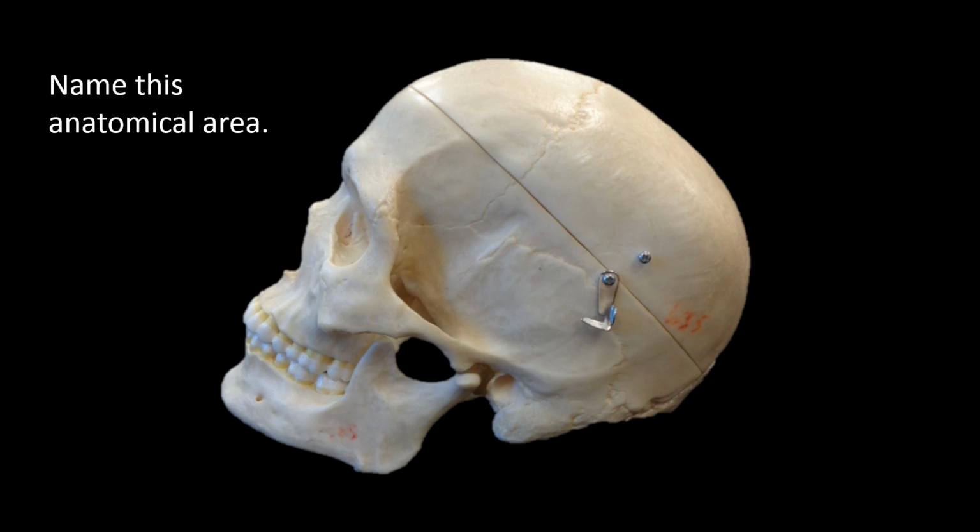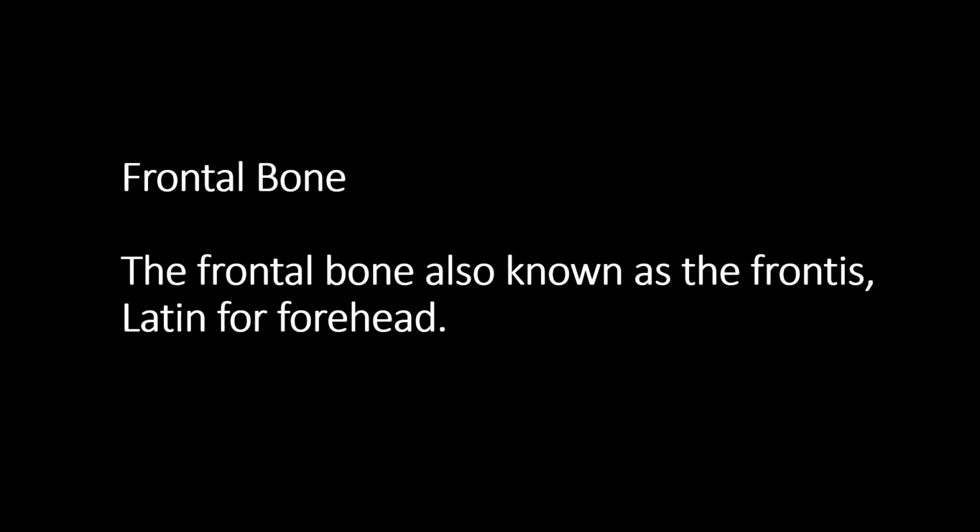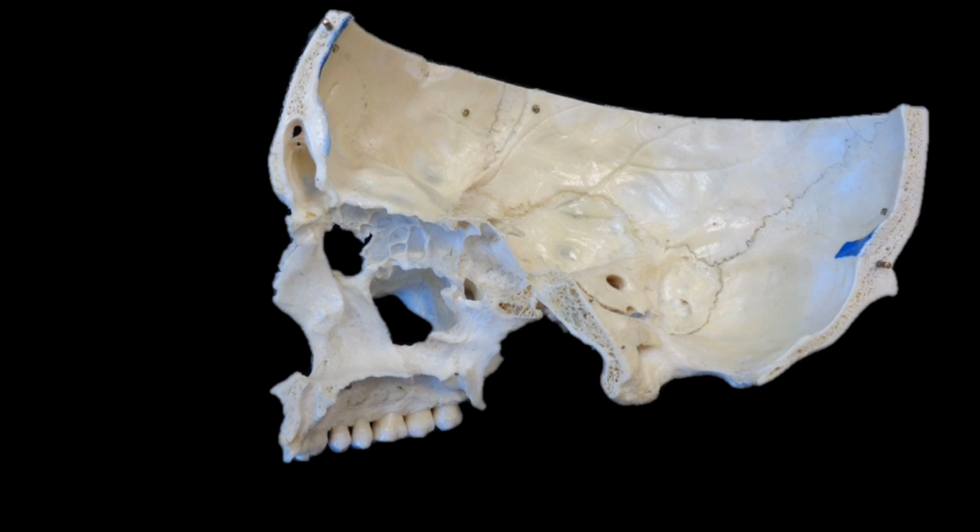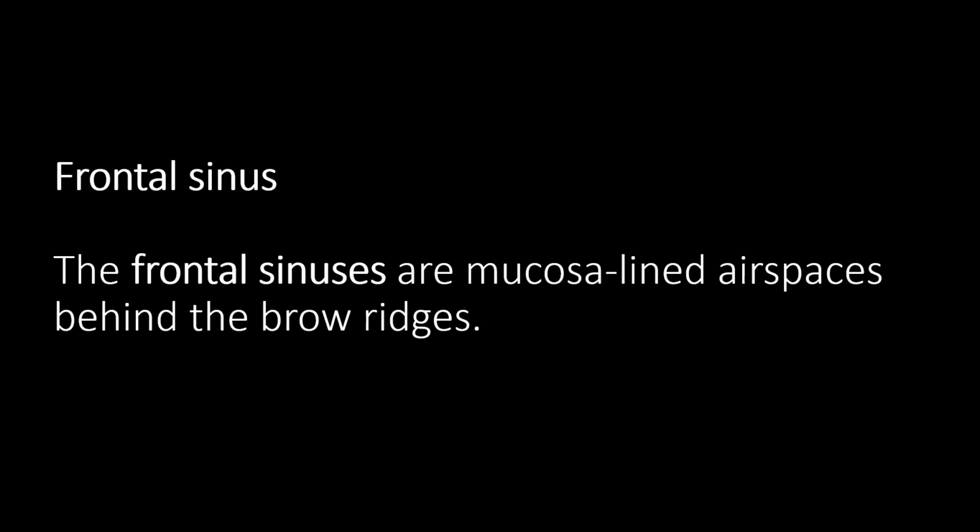Name this anatomical area. Frontal bone. The frontal bone, also known as the frontis, Latin for forehead. Name this anatomical area. Frontal sinus. The frontal sinuses are mucosa-lined air spaces behind the brow ridges.